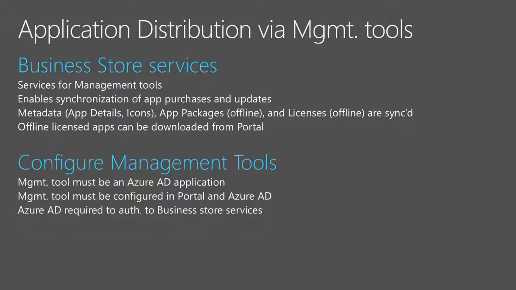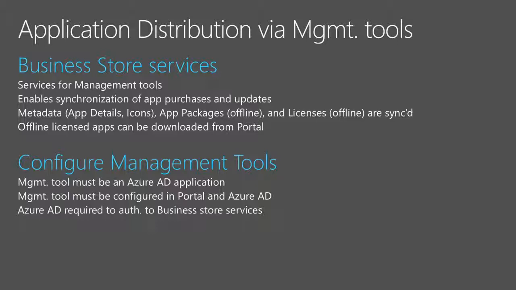We are offering a set of services from the business store for management tools. Those APIs will be available publicly to any vendor out there, or if you as an IT organization don't really use any other vendors, you'll also be able to do the same thing. Basically it will enable the synchronization of app purchases and updates into the management tool itself. So for instance, if I started off on day 0 and purchased 50 applications, those 50 applications, metadata, app packages, and licenses will get synchronized to your management tool. Then let's say you purchase another 5 on day 2, then it'll give you the delta sync of what you've purchased from the day before.